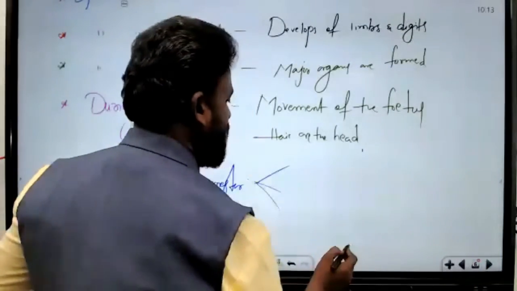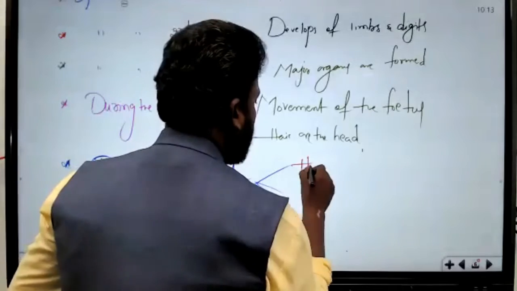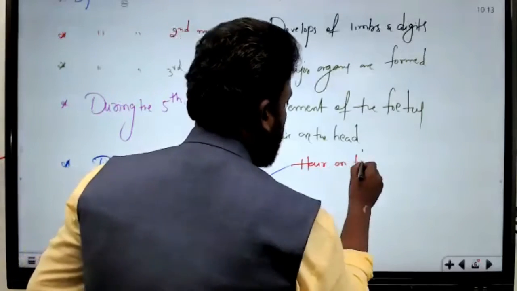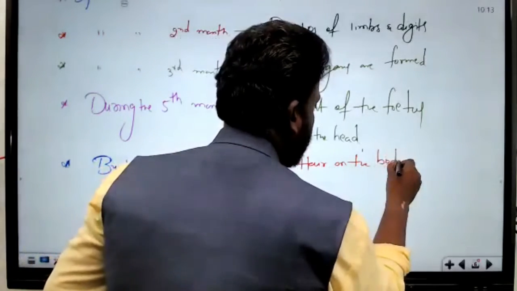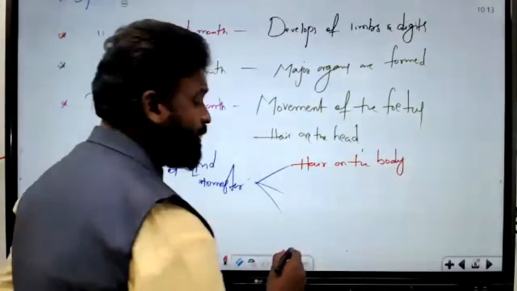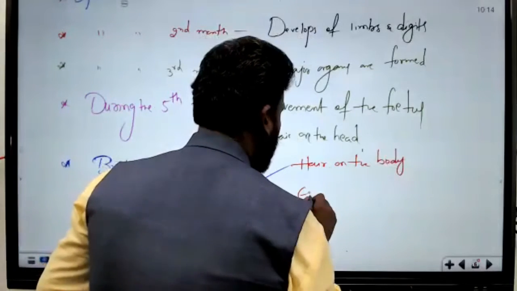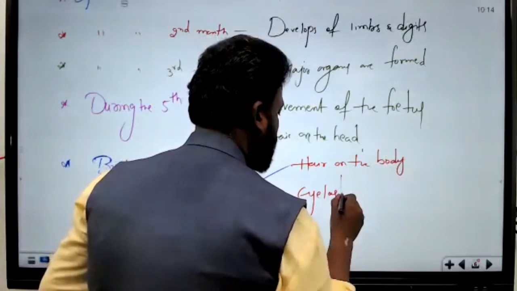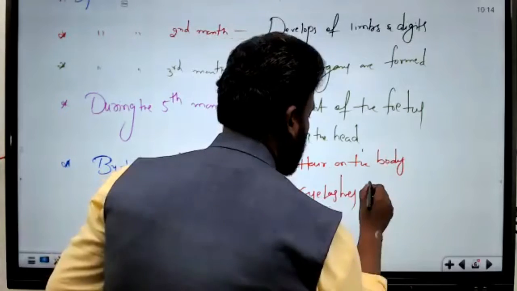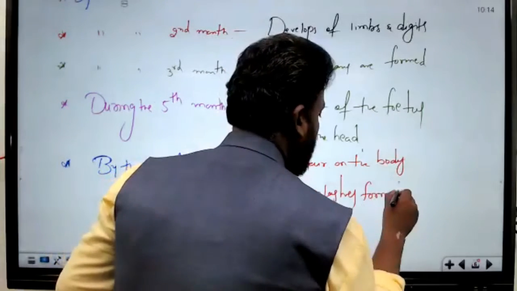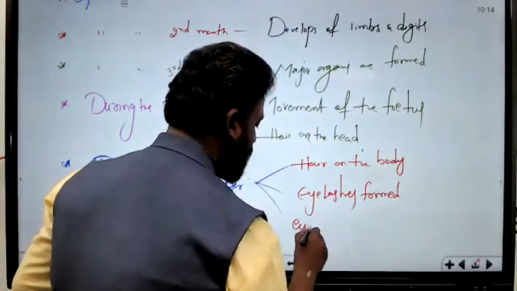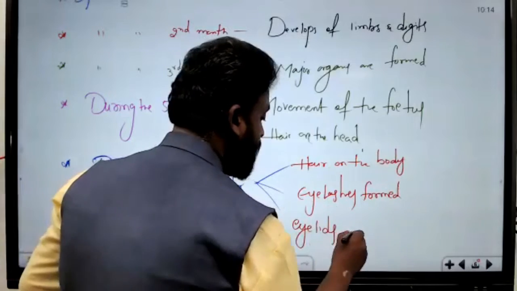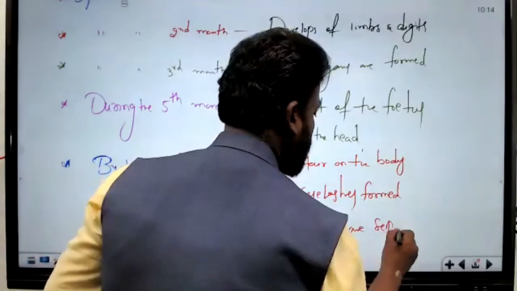The first one is about what? Hair on the body is the first point, and the second one is eyelashes are formed. Eyelashes are formed. And eyelids are separated or not? Eyelids are separated.